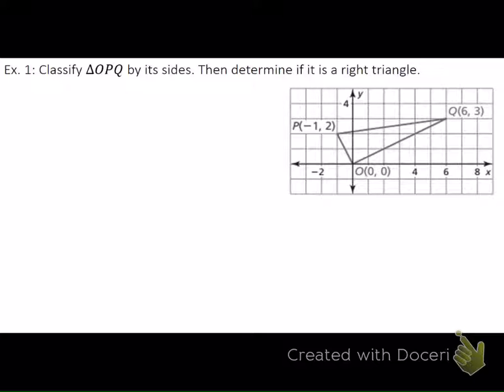So the first thing you need to do is the distance formula for all three sides. So we have side OP, we have side PQ, and we have side OQ that we will have to find the distance of. OQ is not in the same level as the other ones. Okay.